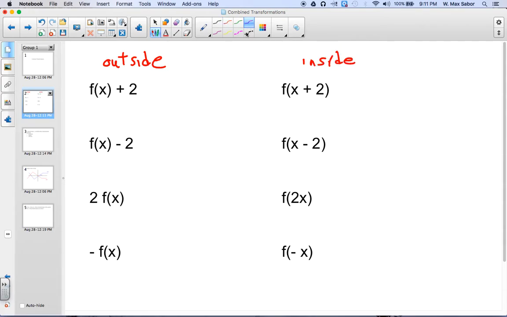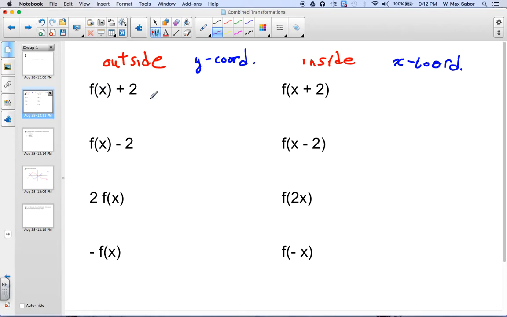And pretty much in every case, whenever anything is happening outside the function, it's happening to the y-coordinates. And when something's happening inside the function, it's happening to the x-coordinates. You should be able to think of that in terms of here, what's inside is the input, that's the x-coordinates. Whatever's happening outside will be more closely related to the output, the y-coordinates.